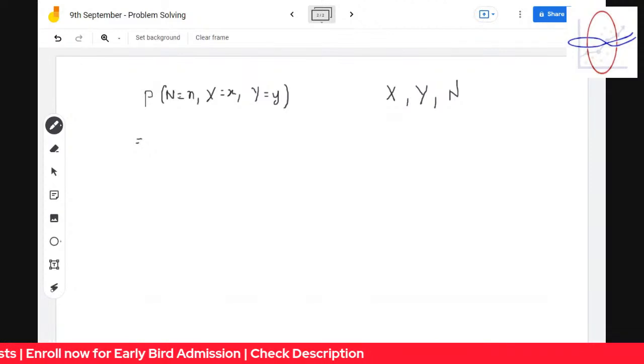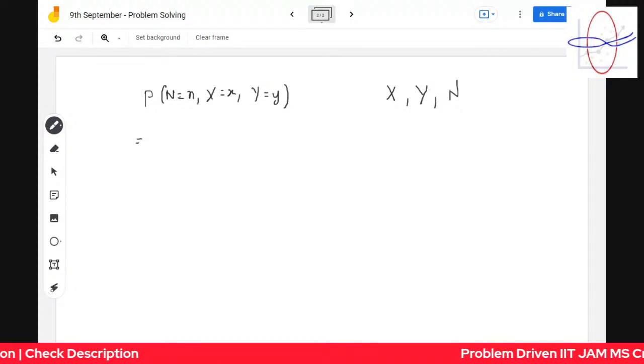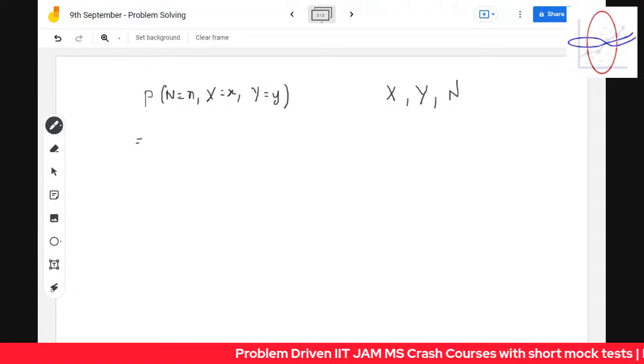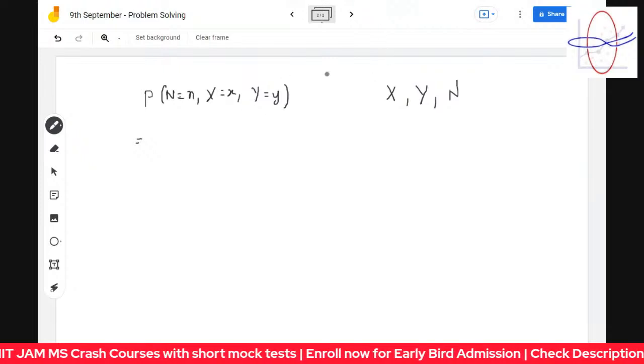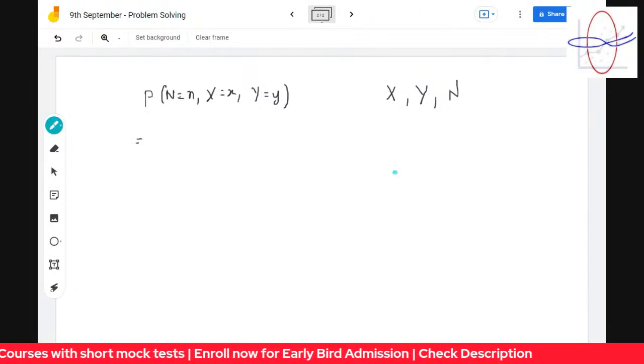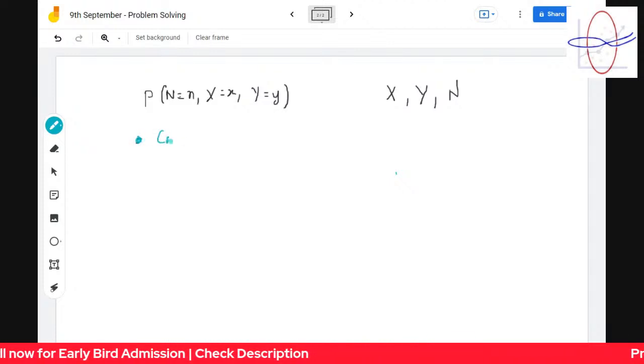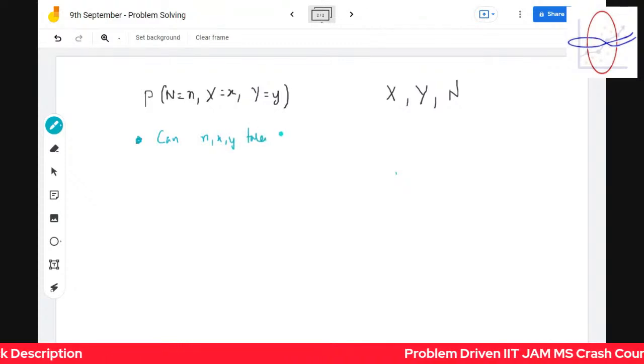We need to check whether they're independent or not. Okay, we check whether they are independent or not. It's right, but how does that help? We have an n over here. How does that help? Can n, x, and y take any values? The first question to you, since you're not able to proceed, is: can n, x, and y take all values?